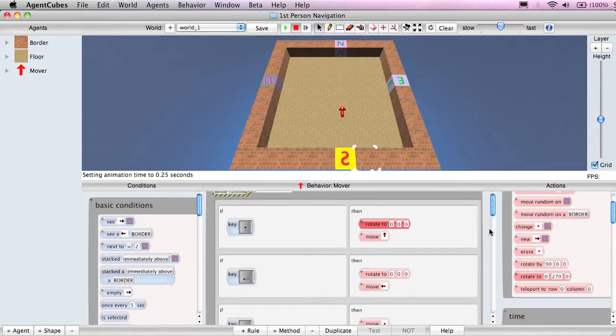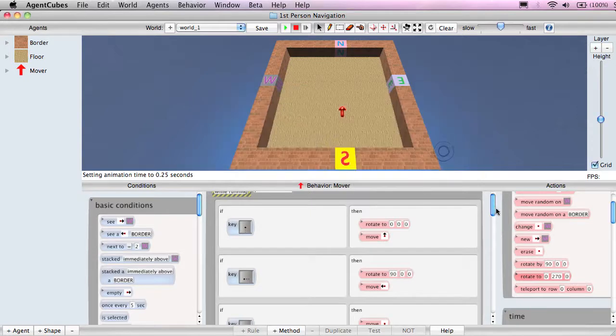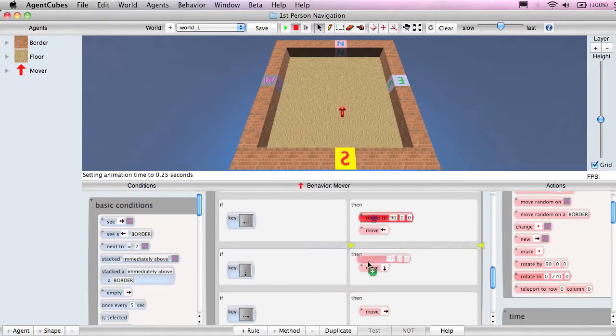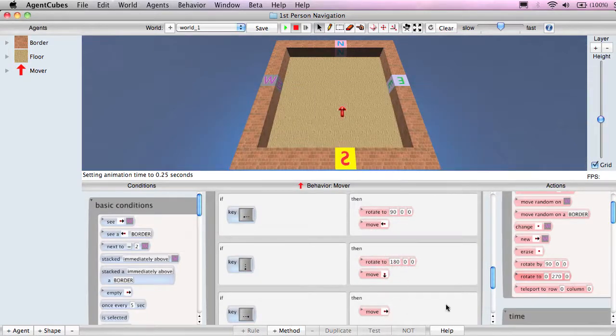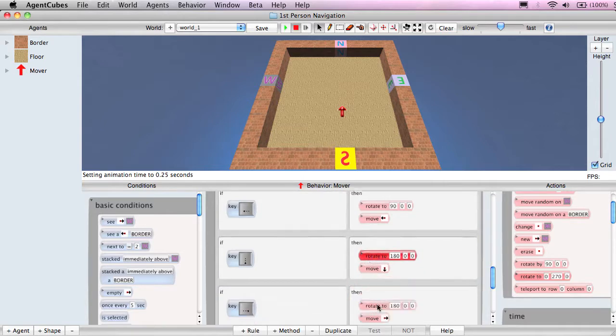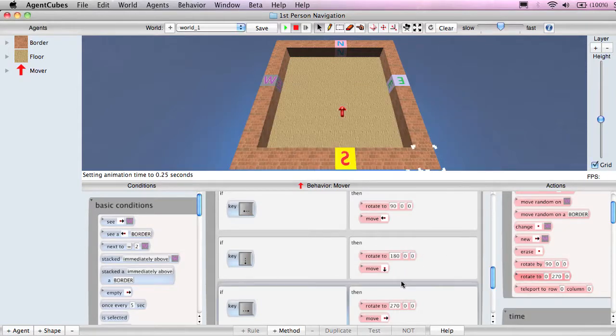We'll copy this down to each of the other rules and change it to the appropriate angle to rotate for each key. Remember that to the left is counterclockwise, and that's a 90-degree rotation from north to west. So the direction for west is 90 degrees, and the direction for south is 180 degrees. And finally, the direction for east is 270 degrees. If you're mathematically inclined, you can think of going both ways, but with a negative number. If you're going to the right, you would be going minus 90 or plus 270.